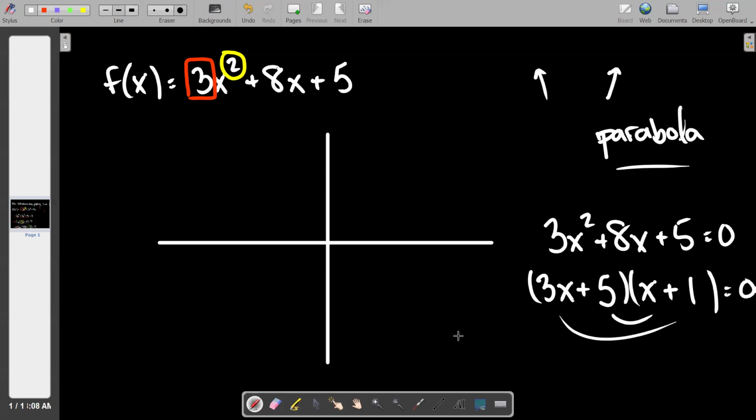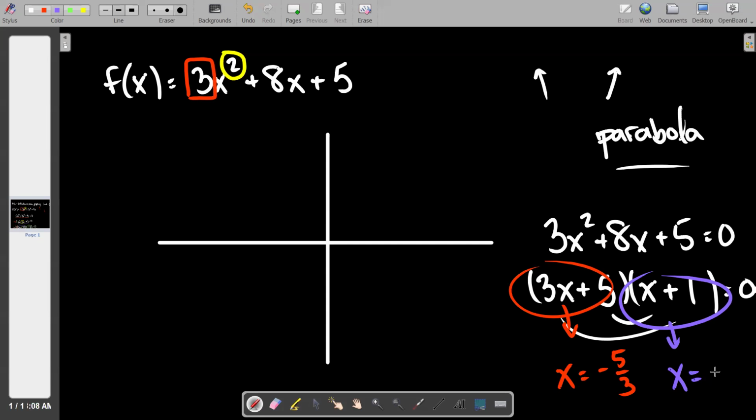And then, of course, it's time to find the zeros. What zero do we get from the red guy? What makes that red oval equal 0? Perfection. Good. And then what about the purple one? Good. So what we want to do now is go to our axes and mark them.